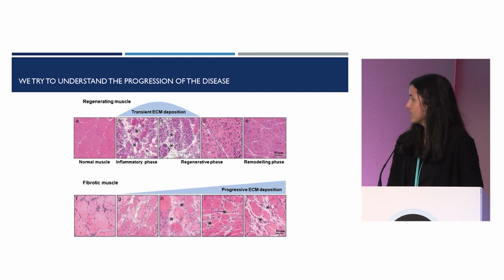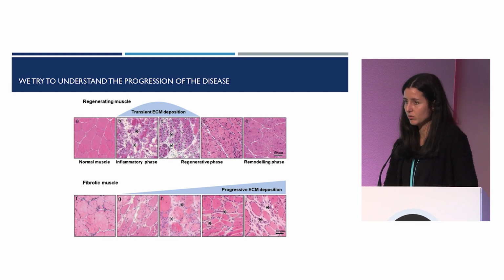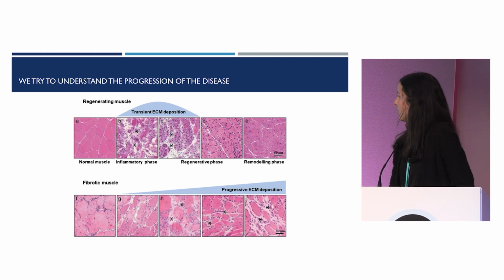In Duchenne, what we can see is that there is a progressive extracellular matrix deposition, so an increase of the fibrotic tissue into the muscle that will impair the proper architecture and the proper function of the muscle. So we are trying to identify which mechanisms are dysregulated in this type of changes.